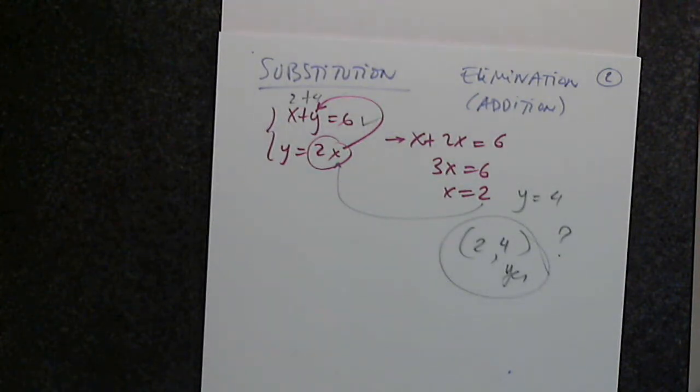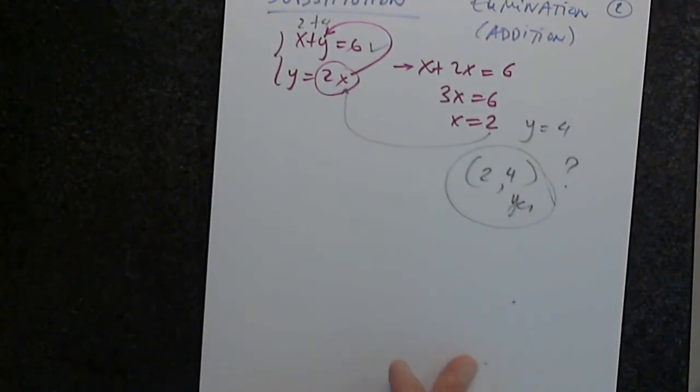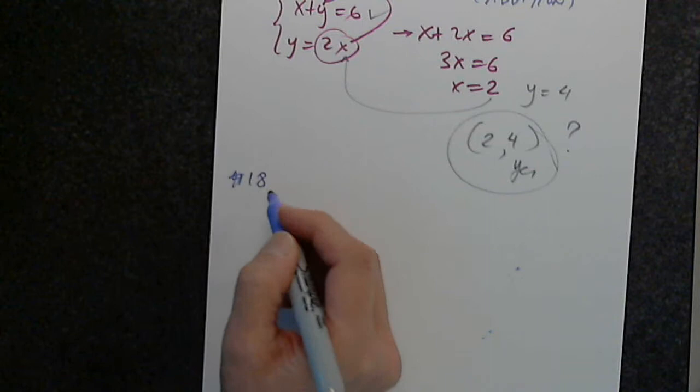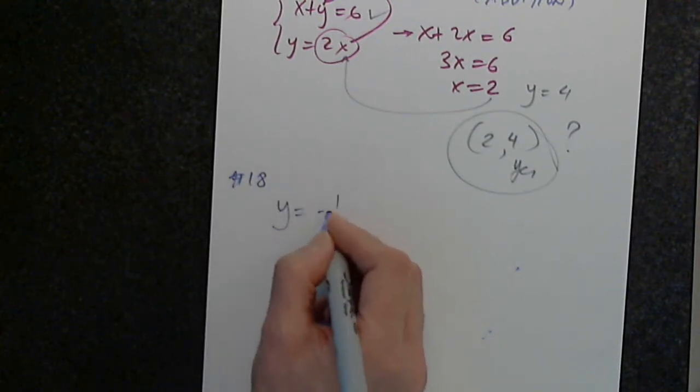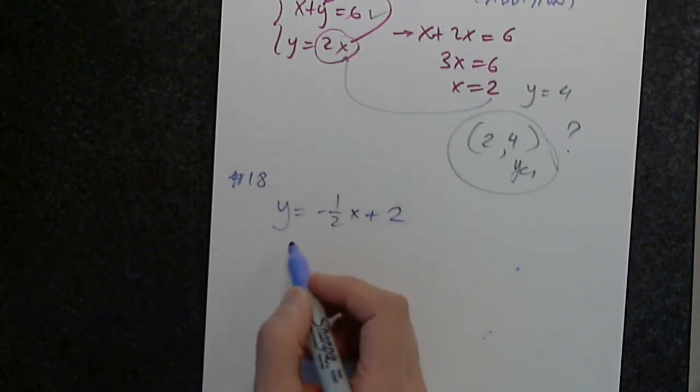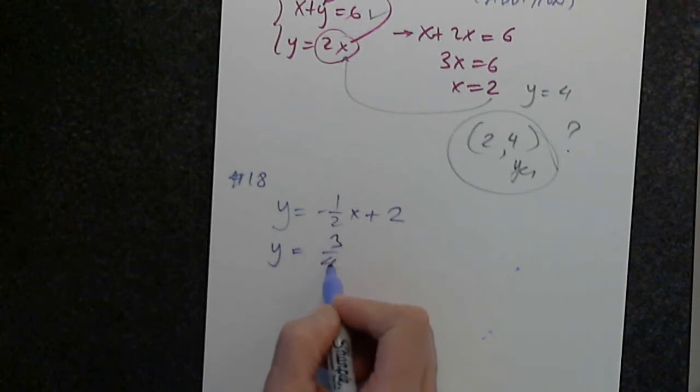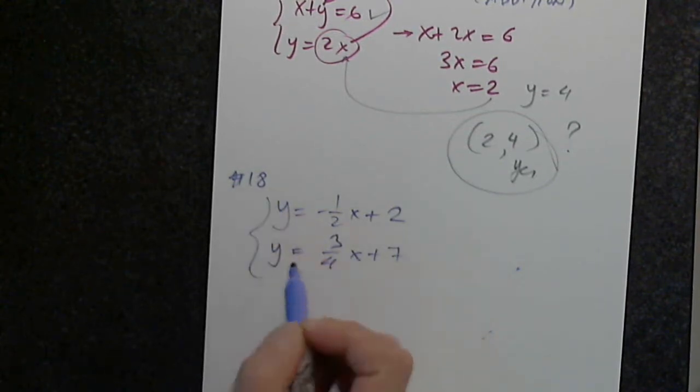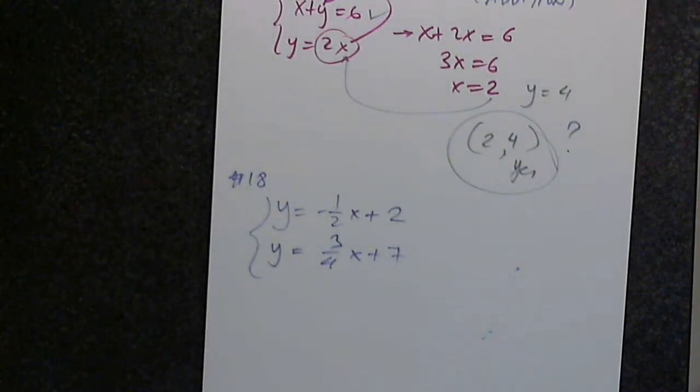Let's look at another one. 18 it is. Perfect pick. This is y equals negative 1/2 x plus 2, and y equals 3/4 x plus 7. Great job.